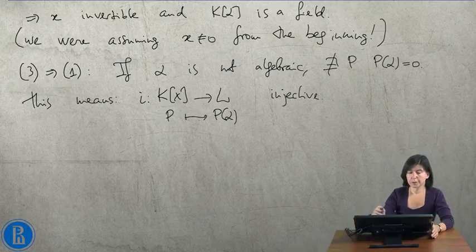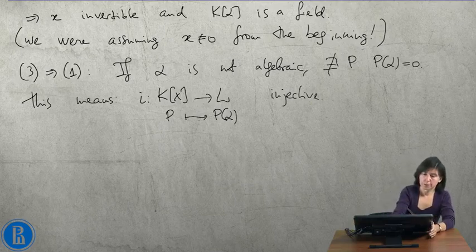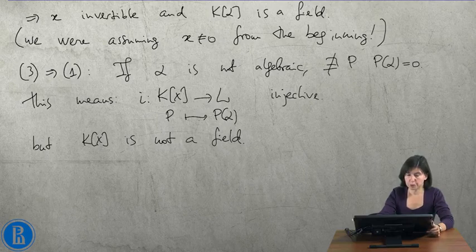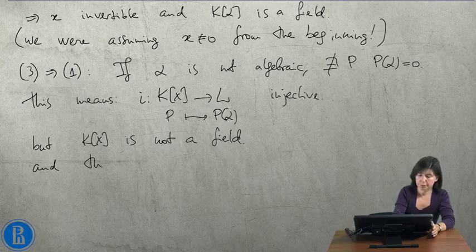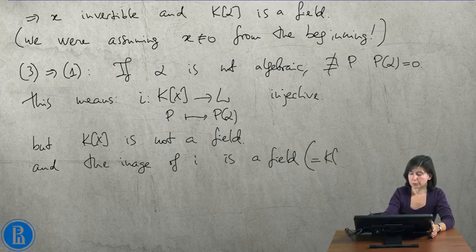But K[x] is not a field. And the image of this homomorphism is K of alpha, which is a field. And the image of I is a field, because this was just K of alpha. So this is a contradiction.